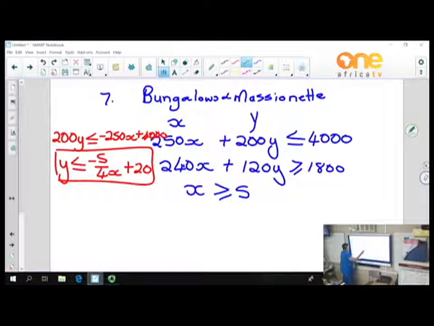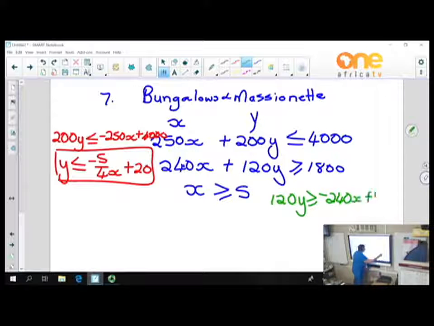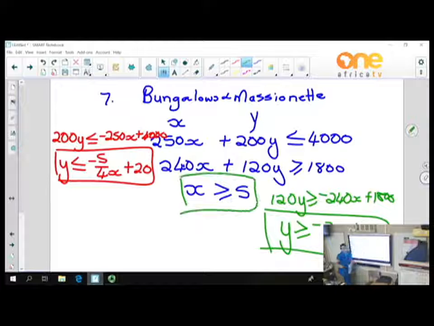And then to change this one to standard form, I will say here that 120Y is more than or equal to negative 240X plus 1,800. I simplify it. So Y is more than or equal to negative 2X. And what is 1,800 divided by 120? Right. So these are the 3 inequalities that we're going to draw on our graph paper.